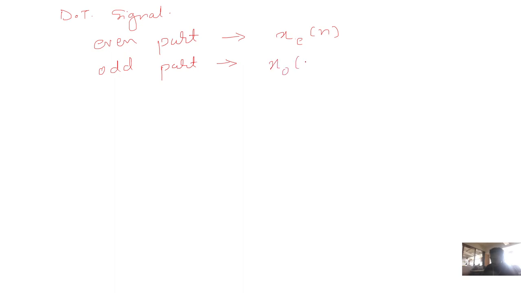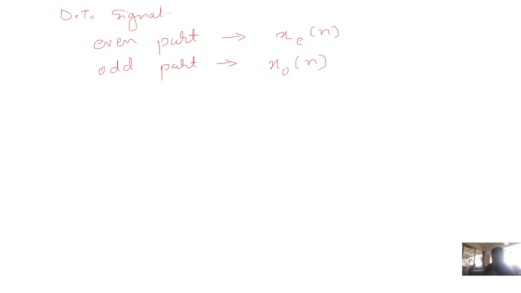Okay. Now, for discrete time signal, the even part we represent as x even of n, and the odd part we represent as x odd of n, right? Why n? Because it is a DT signal.